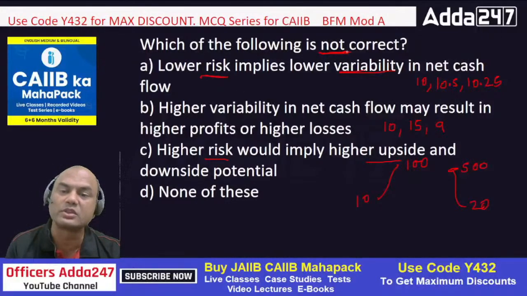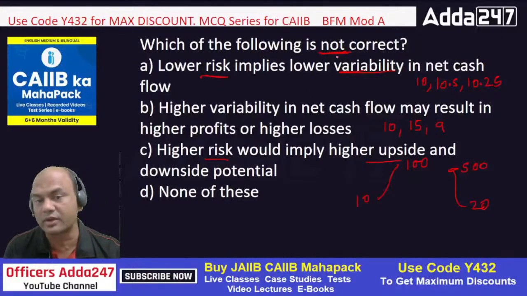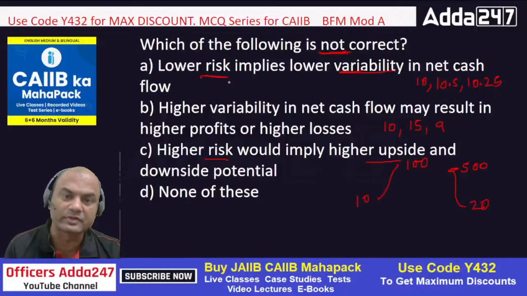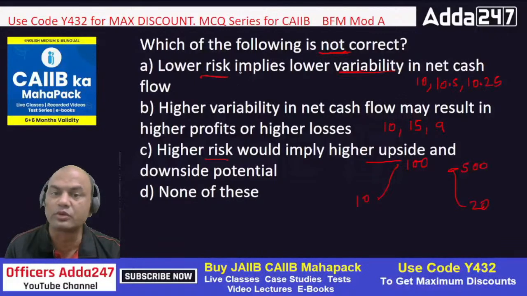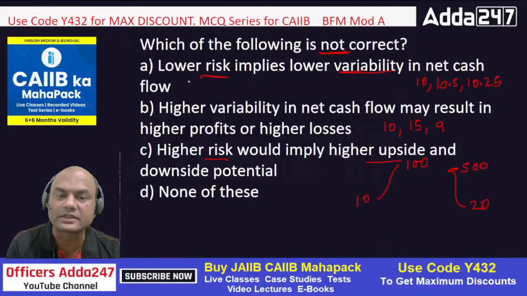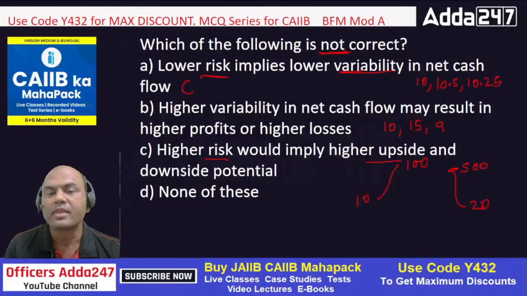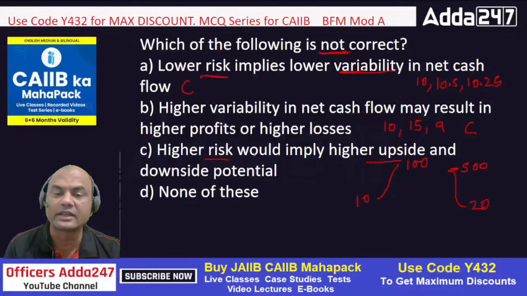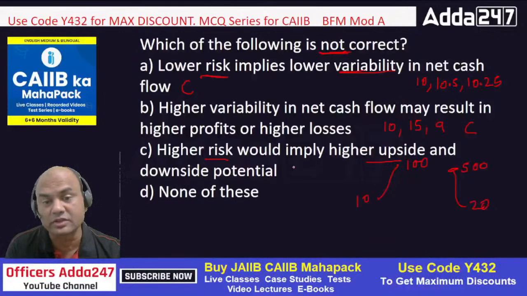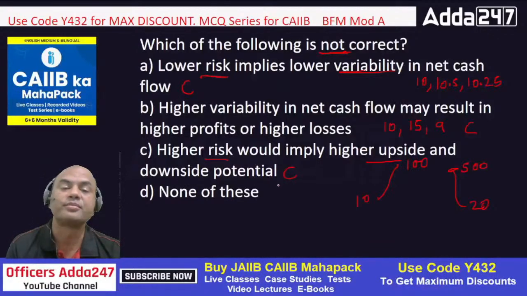So which one is not correct? I want the one that is not correct. So let's see each one. Low risk means this, net cash flow, it is correct. See, this is correct. Higher variability may result in higher profits or higher losses. This is also correct. Then higher risk would imply higher upside or downside potential. So this is also correct. So what is the answer then? This is the answer: none of these. All of them are correct.